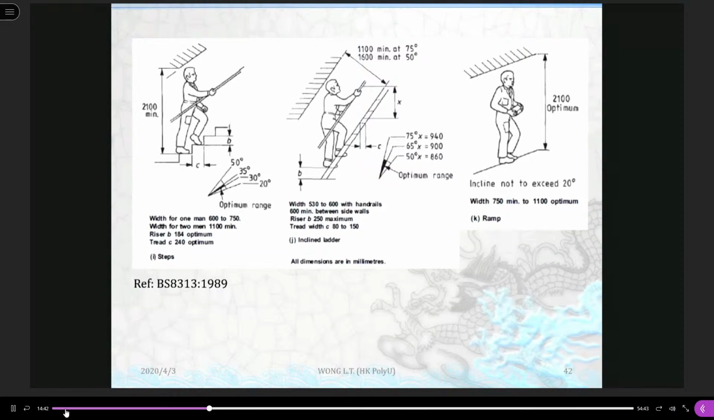Third example, say 2.1 meter. Why is that? This is related to ergonomics, and how deep the stairs are. We have the optimum range. We have the minimum. We have the maximum. Not more than that.